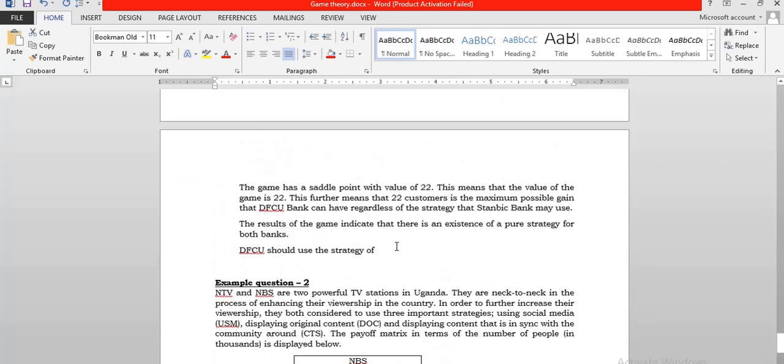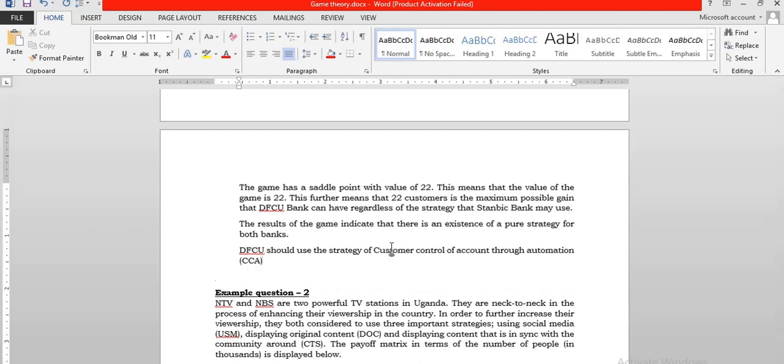So DFCU should use the strategy of CCA. Okay. This is a pure strategy for DFCU bank with probability of 1.